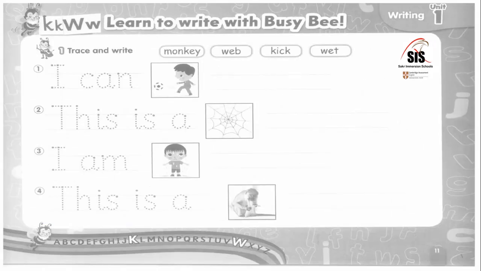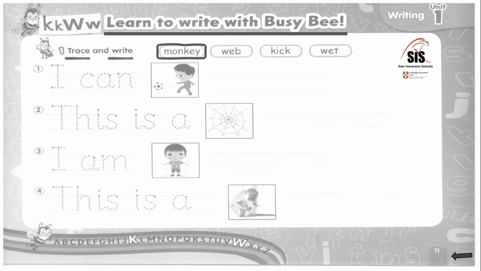Activity book, page 11. Learn to write with busy bee. Exercise 1. Trace and write. We can see some words here. Let's read them. Monkey, web, kick, wet.